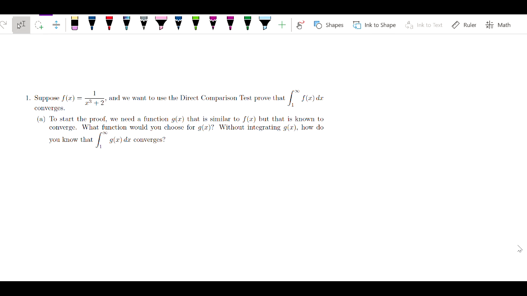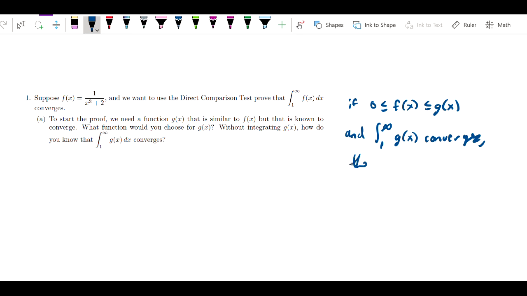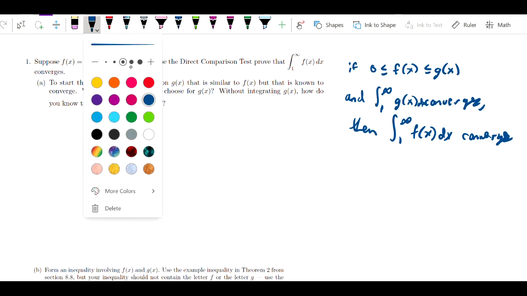Let's recall what the theorem actually says. The theorem says, at least in one part, if 0 is less than or equal to f of x is less than or equal to g of x, and the integral from 1 to infinity of g of x converges, then the integral from 1 to infinity of f of x dx also converges.